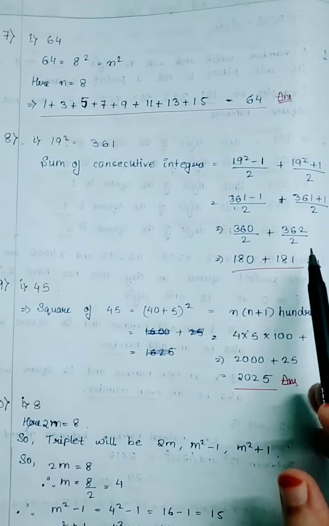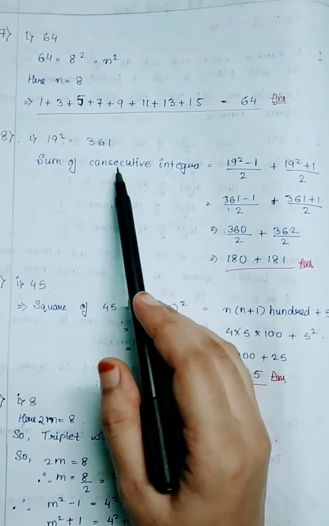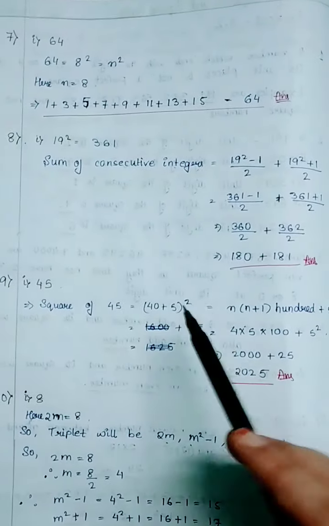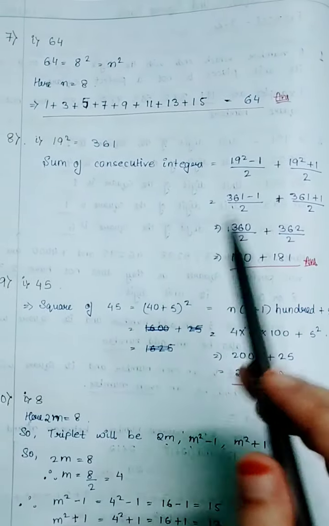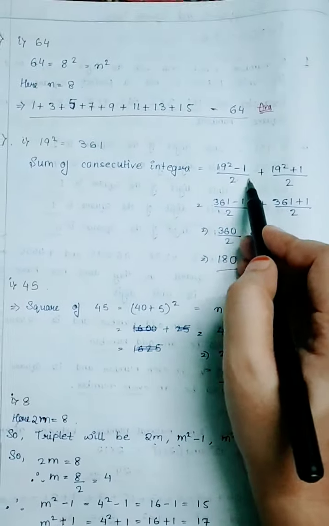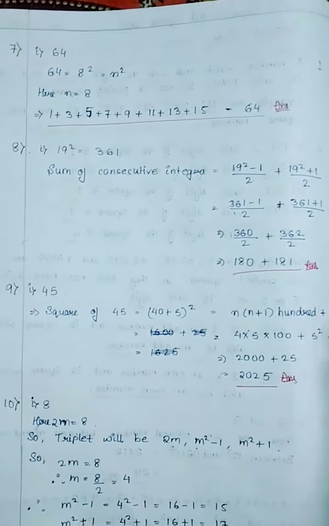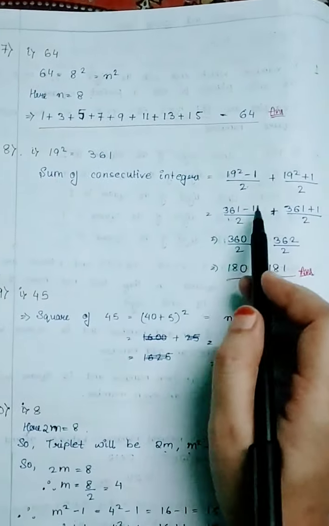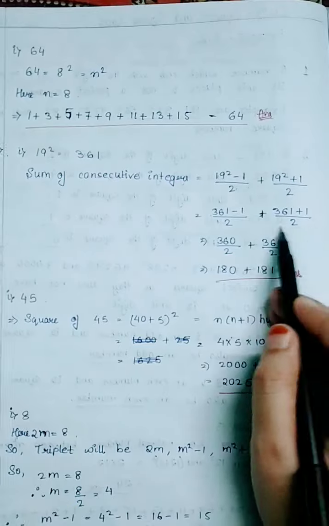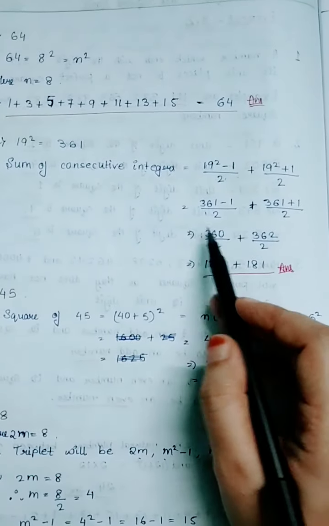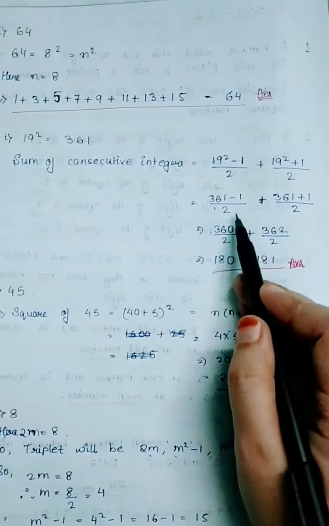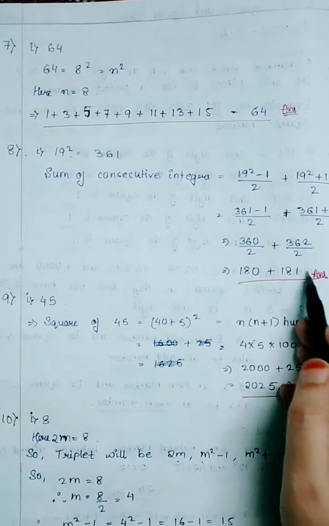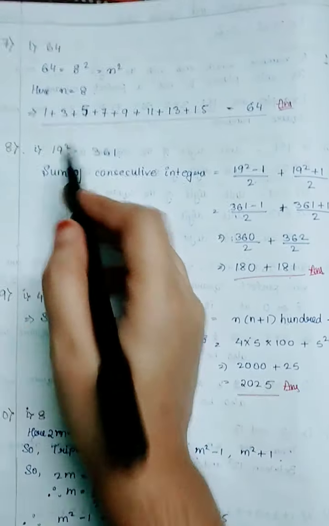Now in question number 8, you have to represent 19 square as the sum of 2 consecutive numbers. The formula is (n square minus 1) by 2 and (n square plus 1) by 2. So we use 19 square minus 1 by 2 and 19 square plus 1 by 2. 19 square is 361, so 360 by 2 and 362 by 2, so we have got 180 and 181. When we add these 2 consecutive integers, we'll get 19 square.